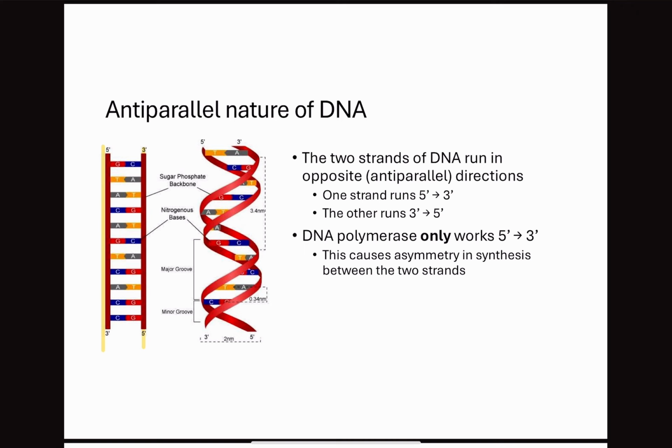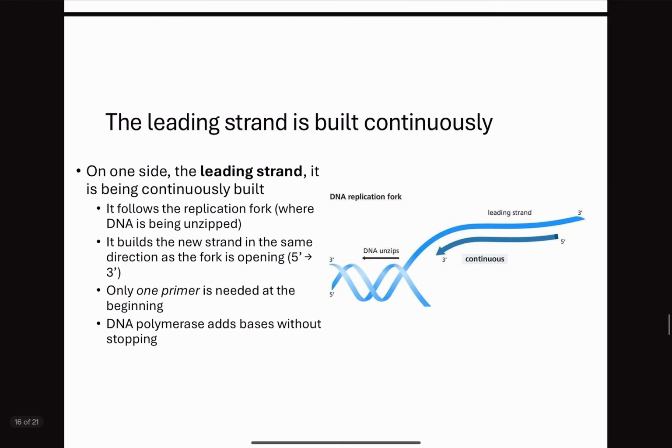So both strands cannot be built the same way. And this is where things get a little bit more complicated. This is where we start to see a difference between the two new strands. And this matters because the direction of each strand affects how each new DNA strand is made. So this brings us to the idea that we have a leading strand and a lagging strand.